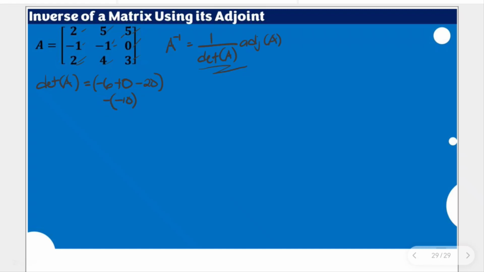So I'm just trying to include them in a grouping symbol so that whatever the result here will be subtracted from the previous. So let's continue. We have 0 times 4 times 2 is plus 0. 3 times 5 is 15 times negative 1 is minus 15. So we'll have here minus 26 minus negative 25, which will give us a determinant of negative 1.